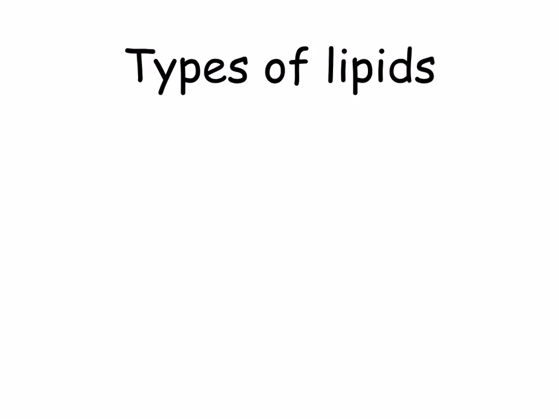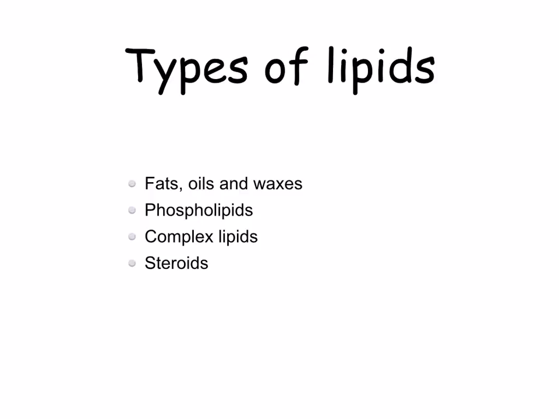Now, what are the different types of lipids that we get? You've got fats, oils, and waxes. Now, waxes are similar to triglycerides, except glycerol is replaced by a longer chain alcohol, making them more complex structures. They're also more solid than fats, and they're used to produce a waterproof cuticle on insects and leaves. You've got complex lipids, steroids.